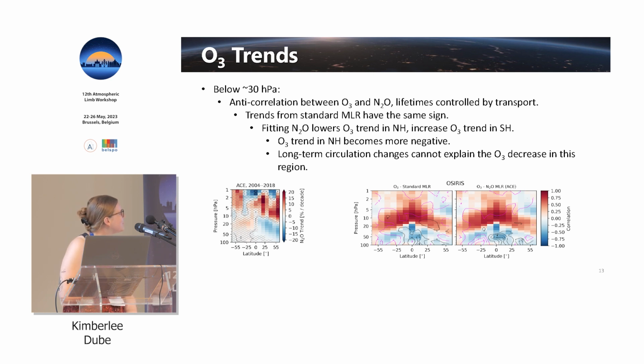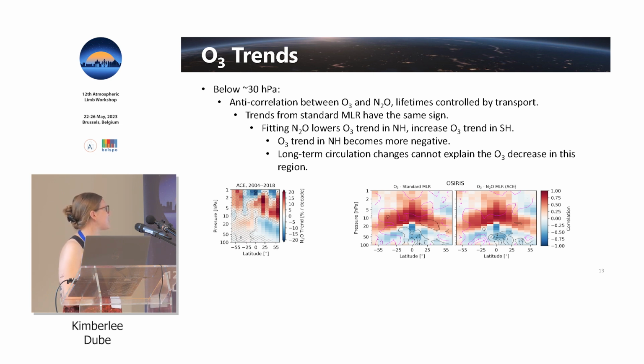And the contours on these other plots show the ozone trend. If we look at the middle panel, black is where the ozone trend is negative, magenta is where it's positive. So we're still focusing on this same region, below 30 hPa, so this black region mostly in the tropics. Here, since the N2O trend is negative and the ozone trend is also negative, but our N2O coefficient is opposite in sign, we end up actually lowering the ozone trend by fitting N2O in this region. So the ozone trend becomes more negative. The effect of long-term circulation changes is actually having the opposite effect of maybe what we want. So it cannot explain the ozone decrease in this region.